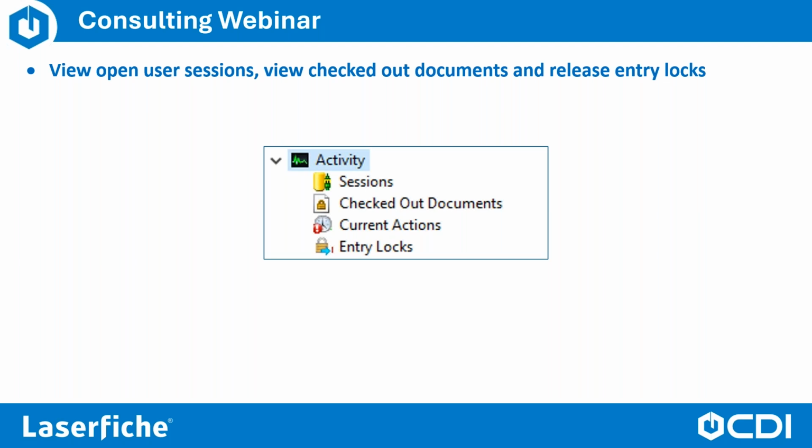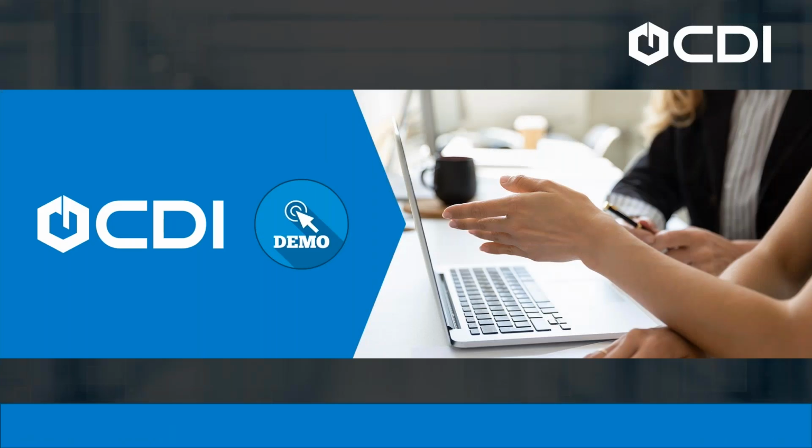It shows up as a locked document or folder in the repository, and most users will try and open the document. They'll get a "this entry is locked" message, and then call you as the IT or Laserfiche admin saying, "Hey, I've got an entry lock and everybody's complaining about it. Can you take a look?" And you can release it. So that being said, let's go ahead and do a quick demo of those topics.